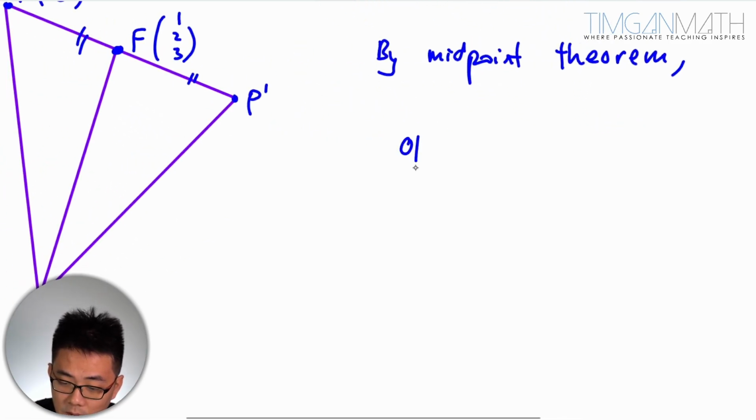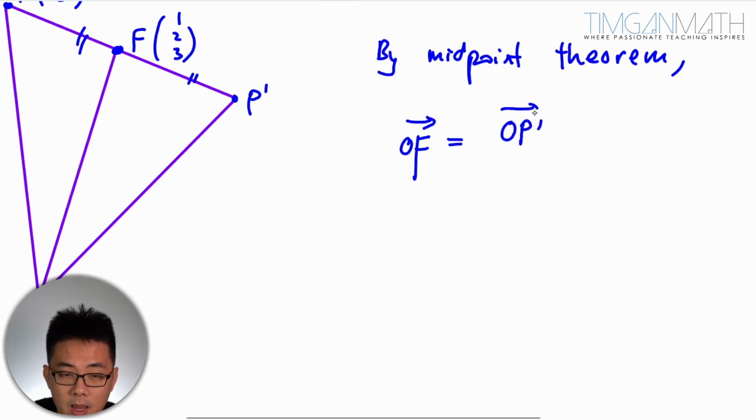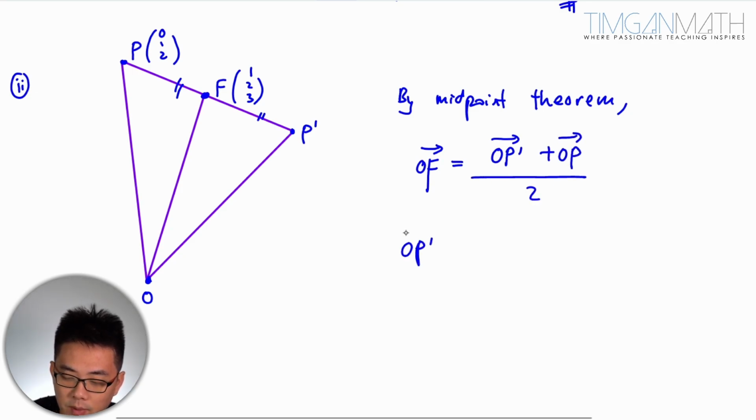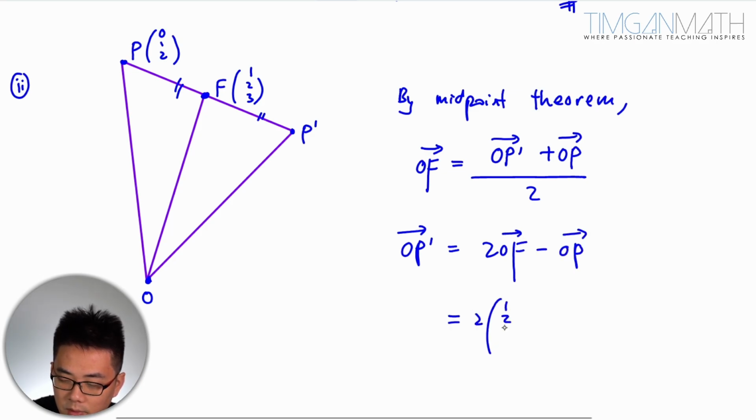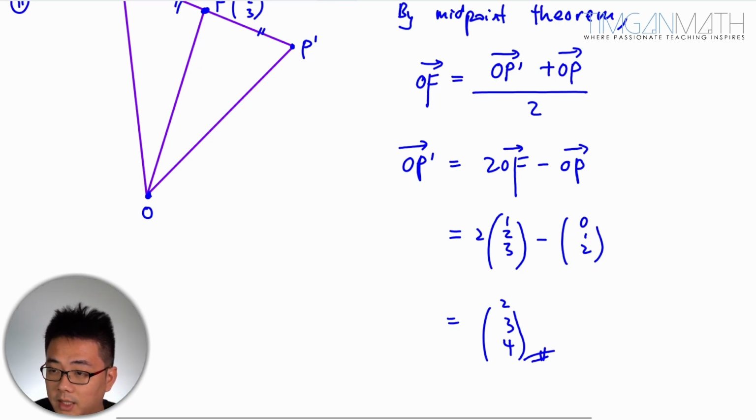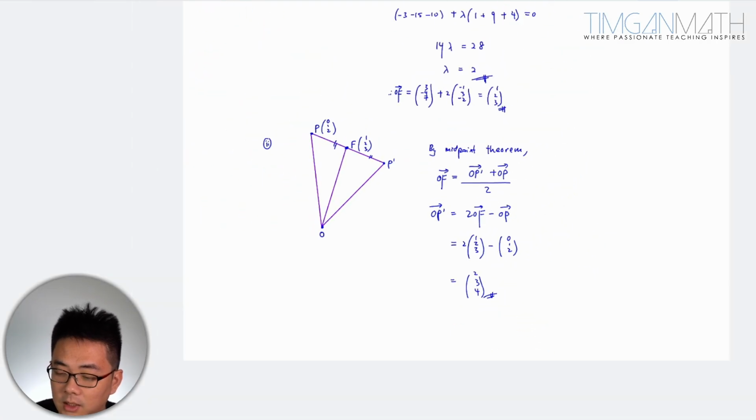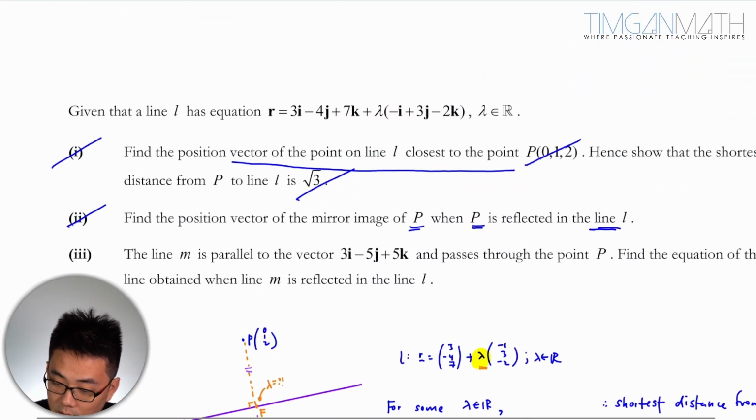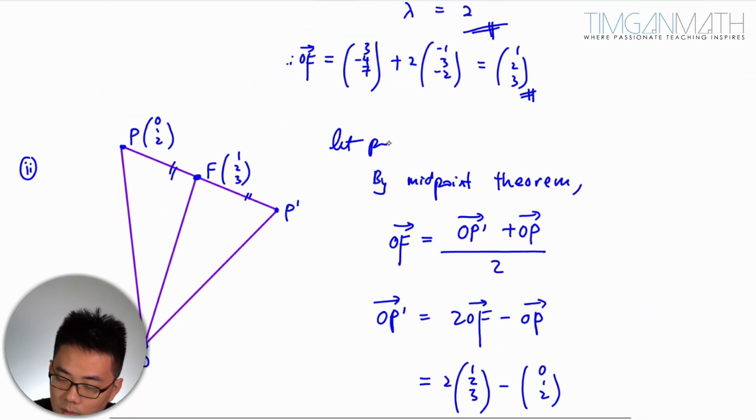So from here, OF is equal to OP prime plus OP, divided by 2. So OP prime, which we're going to find, is 2OF minus OP. 2OF is just 2 times (1, 2, 3) minus OP (0, 1, 2). That will be (2, 3, 4). What do they want? They want the position vector. So that will be the position vector of the mirror image of P, point P prime, the mirror.